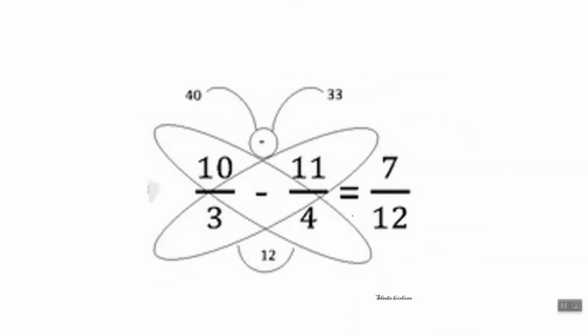Let us take another example. 10 by 3 minus 11 by 4. First we will multiply 10 and 4. 10 times 4 is 40. Then we multiply 3 and 11. 3 times 11 is 33. And then we multiply the denominators 3 and 4. 3 times 4 is 12. So we have here 40 and here 33. So we will subtract the numerators. 40 minus 33 is 7. So we got 7 by 12.